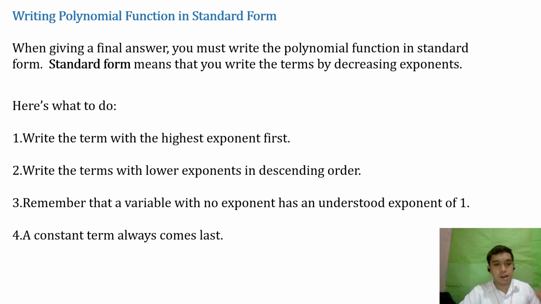Okay, so here's what to do when you are writing the polynomial function in standard form. Number 1, write the term with the highest exponent first. Then write the terms with lower exponent in descending order. Remember that a variable with no exponent has an understood exponent of 1. A constant term always comes last. So, pinakadulo yung ating constant term.